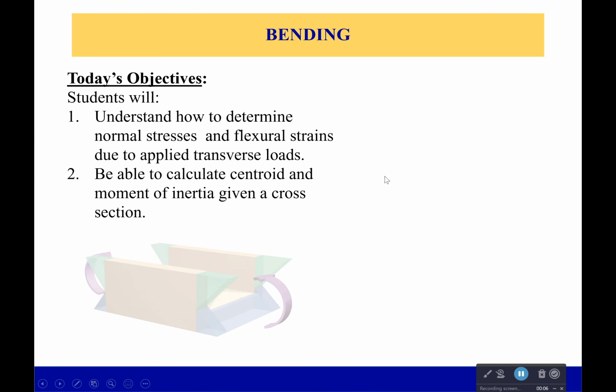Everyone, and welcome back. So we're in Chapter 8 now, and Chapter 8 means bending. So today you're going to understand how to determine normal stresses and flexural strains due to applied transverse load, and be able to calculate the centroidal moment of inertia given a cross-section. So let's jump right into this.